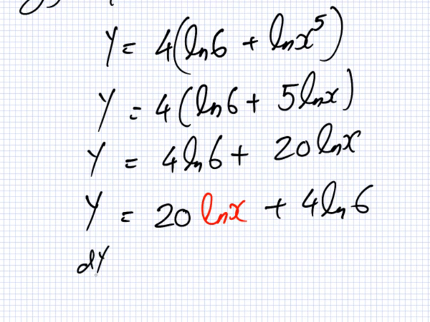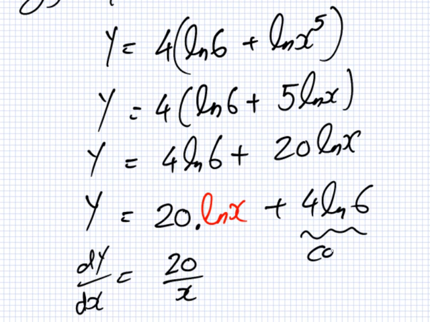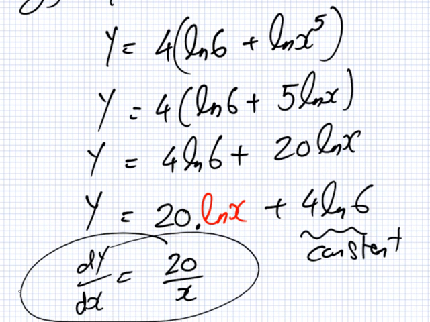Okay, what's the derivative here now? Well, what's the derivative of log x? 1 over x. So this will be 20 over x. And the derivative of this piece? 0. It's a constant. There's no x in it. So this is the answer, 20 over x, which I don't think anybody said.